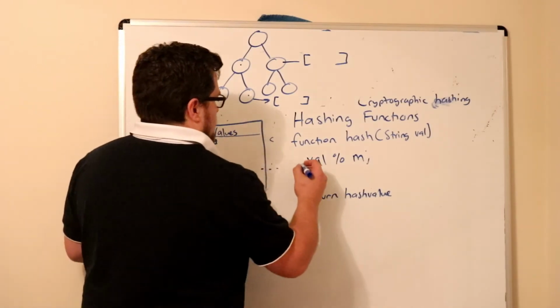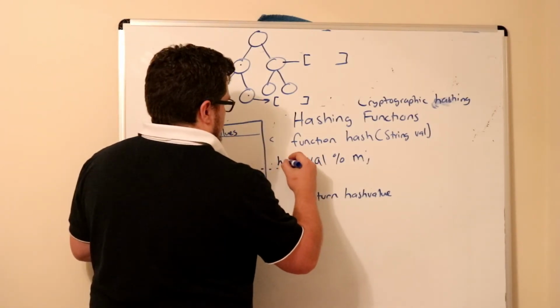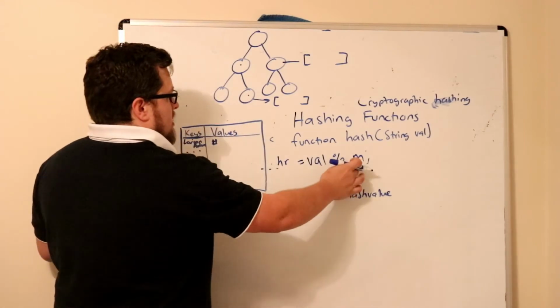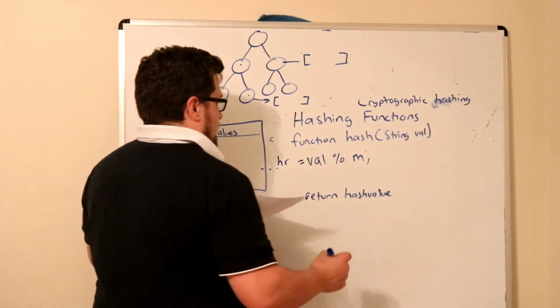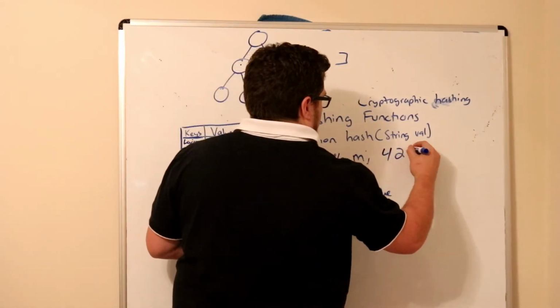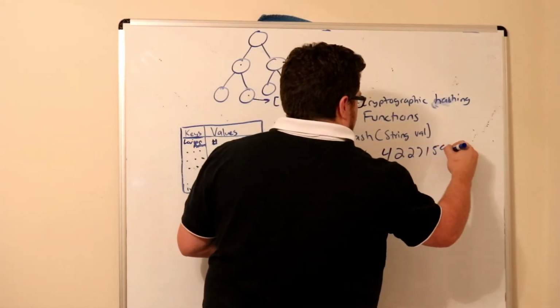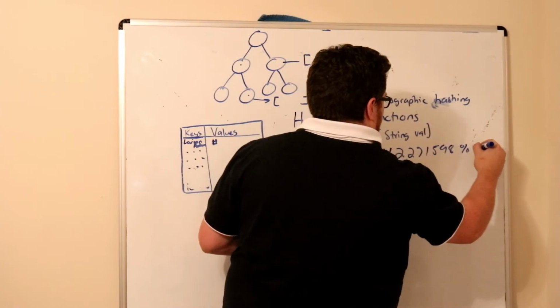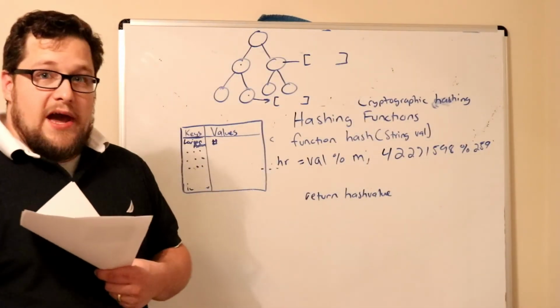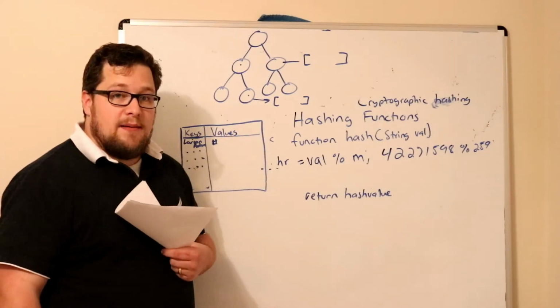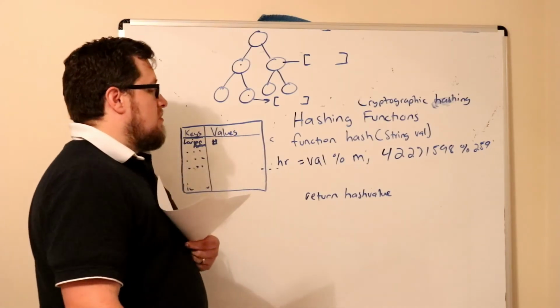M should probably just be assigned to the hash rate. So m is some number that you come up with. An example of this would be some large number, like 422715998, or 259. This is a really bad one, because what ends up happening is you get a lot of clashes.